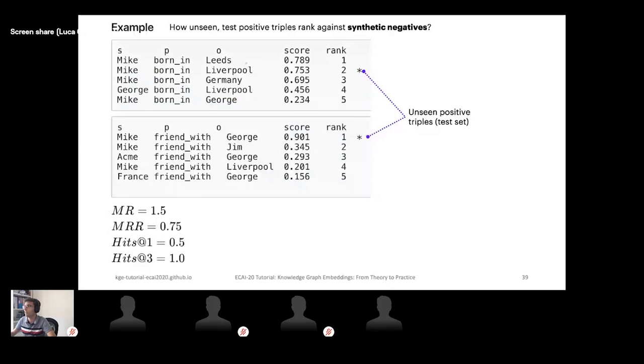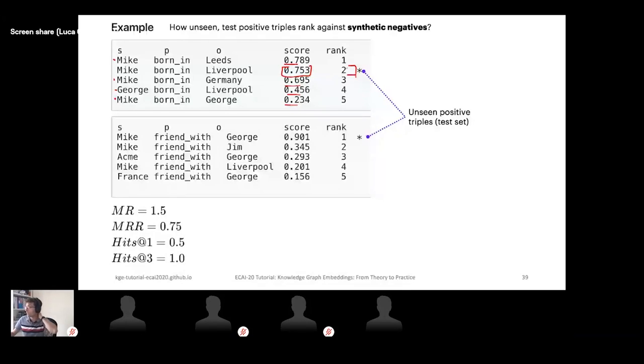So, for example, if this is the positive, we generate a synthetic negative here, a synthetic negative here. Usually we generate thousands of synthetic negatives, but for the sake of this example, we generate 4 synthetic negatives per triple. We score each of them with a pre-trained model, we score the positive as well, and we sort the scores and compute the rank.